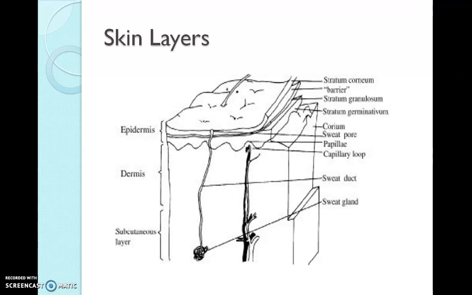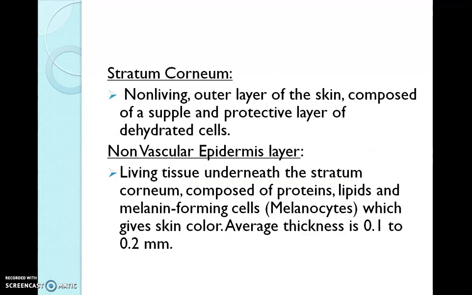The stratum corneum is the non-living outer layer of the skin. It is mainly composed of a supple protective layer of dehydrated cells. The non-vascular epidermis layer is a living tissue underneath the stratum corneum, as shown in the diagram. It consists of proteins, lipids and the melanin-forming cells, named melanocytes, that give skin its color. The average thickness of the epidermis is 0.1 to 0.2 millimeter.